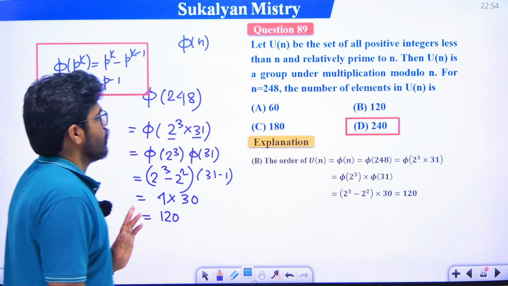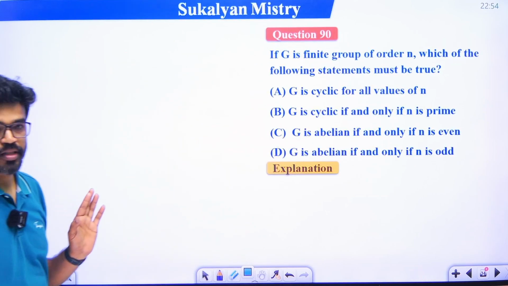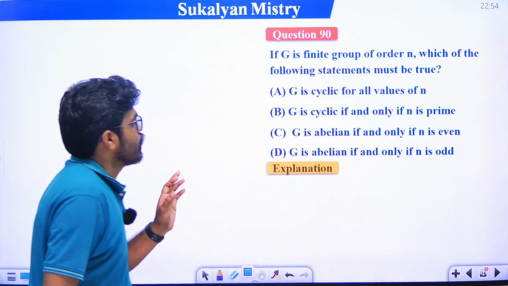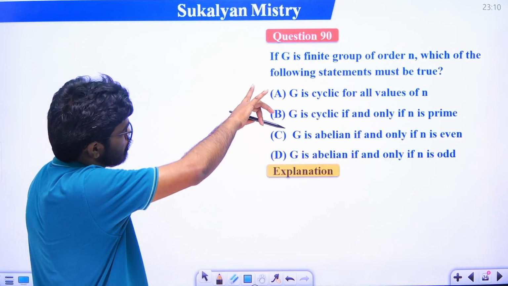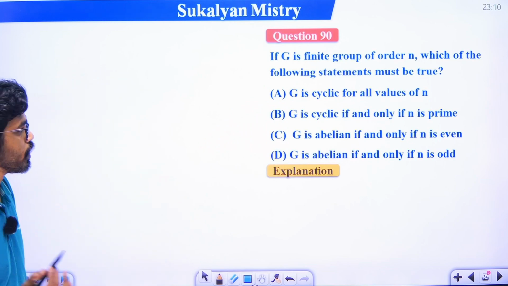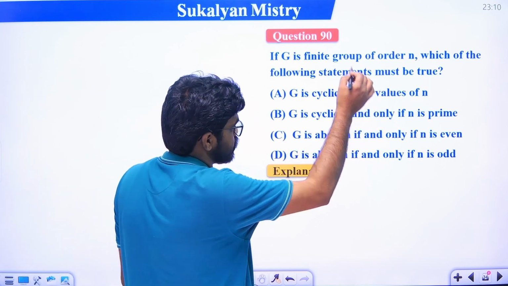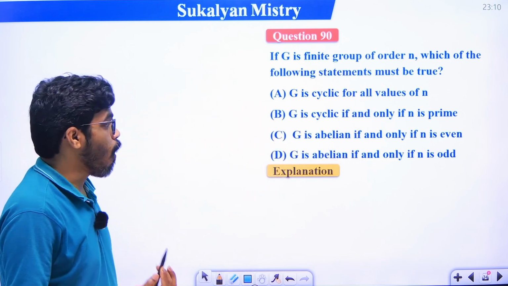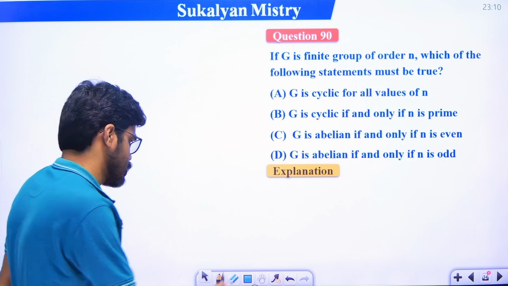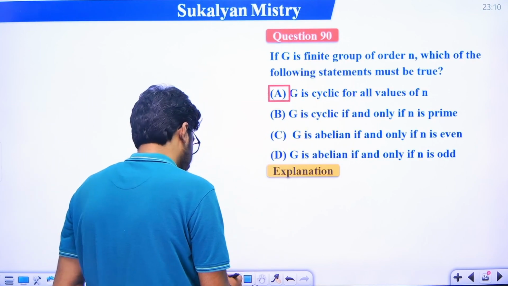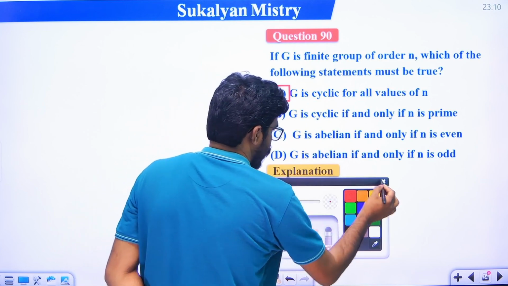Okay, last example of today's class. If G is a finite group of order n, that is order of G is n, which of the following statements must be true? Option A, G is cyclic for all values of n. Obviously, this is false. Why?